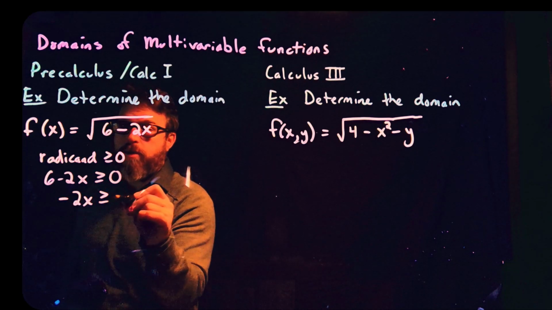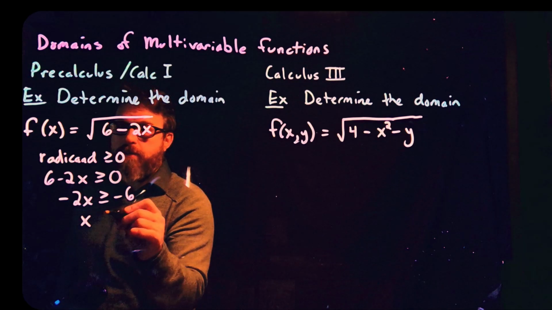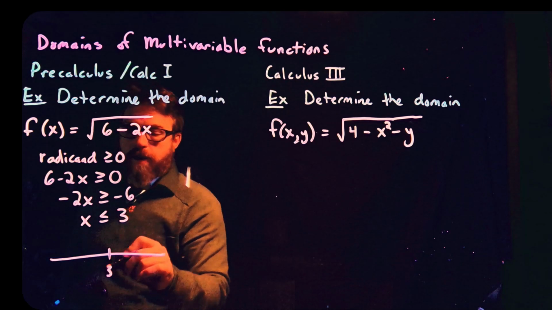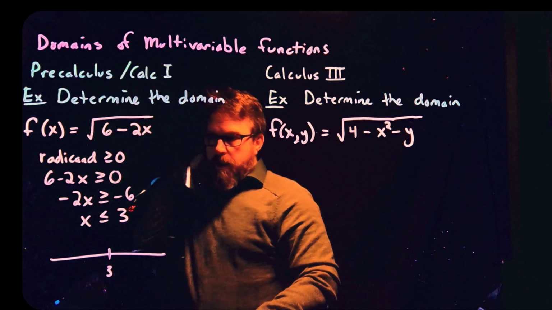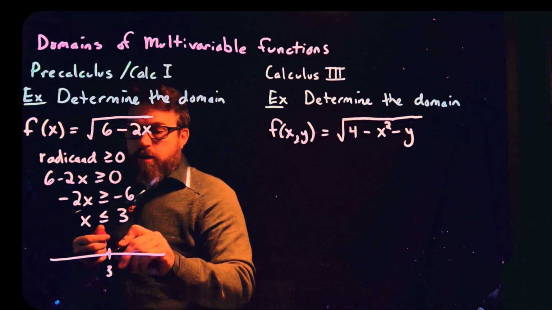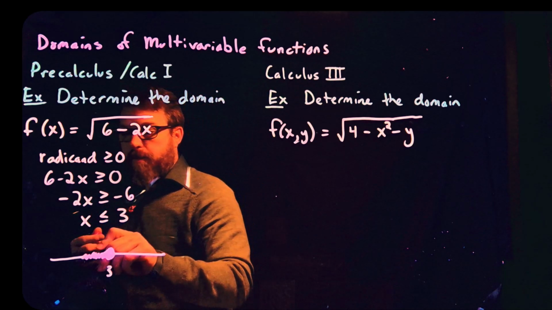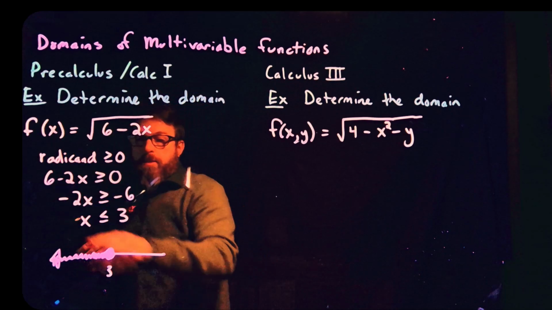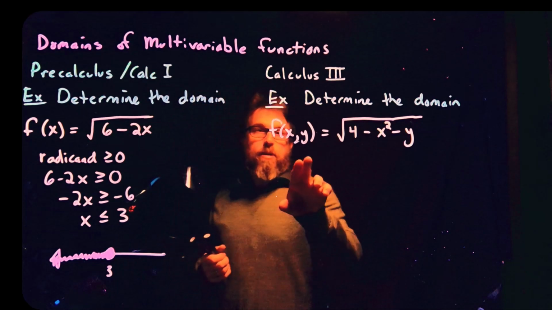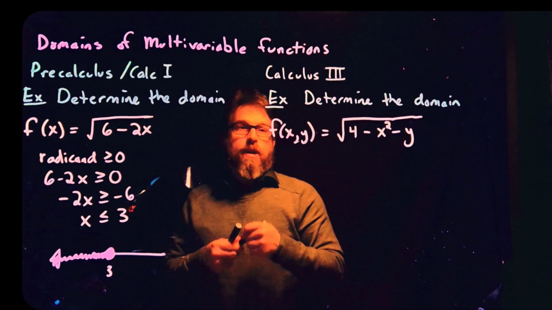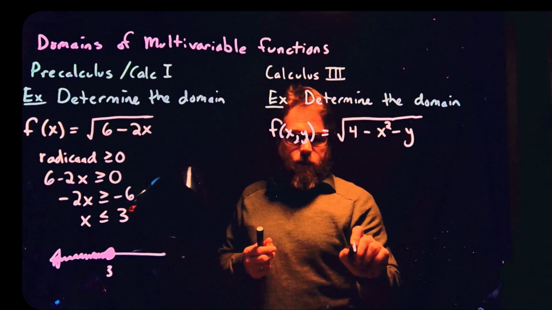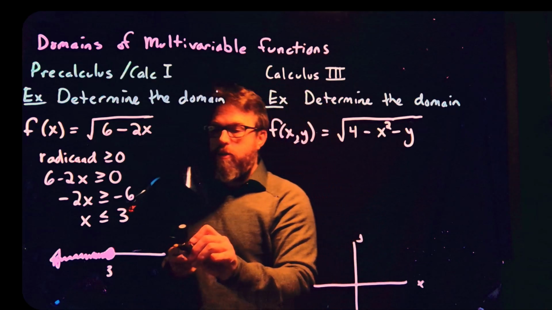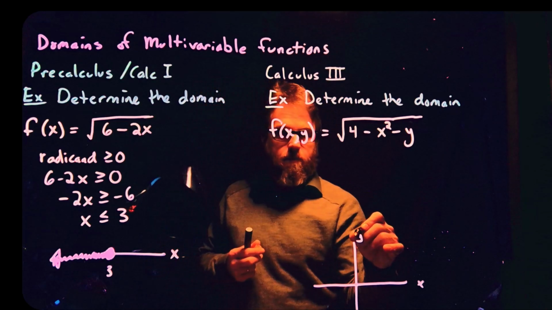So negative 2x is greater than or equal to -6. Dividing by -2 is going to switch the sense of that sign, so this is going to be 3. So if this is our value 3, we know that the domain is going to be less than or equal to that value. So it's going to look like this. Now, again, the domain space of this is just one variable. That's why this is an x-axis. And similarly, when we have a calculus 3 problem with a two variable input, I know that the domain space of this thing is going to be an xy plane as opposed to just an x-axis.